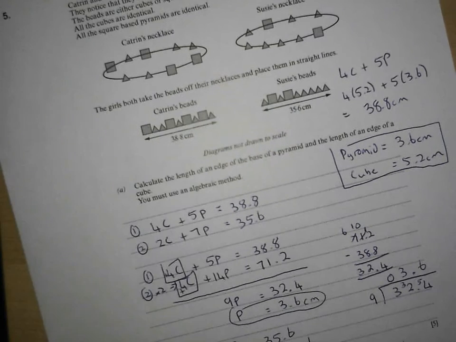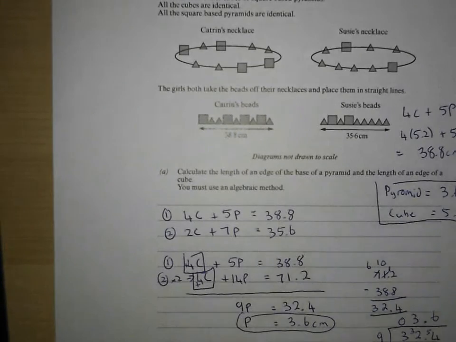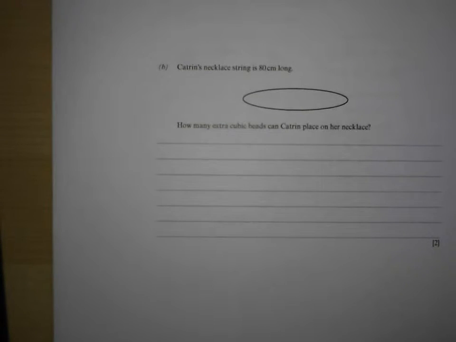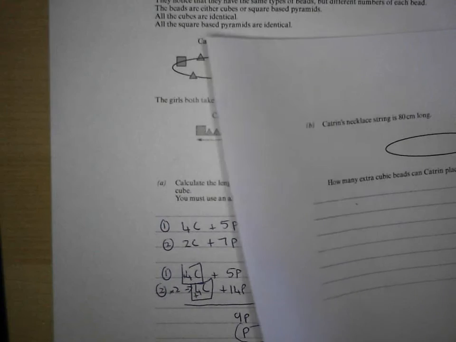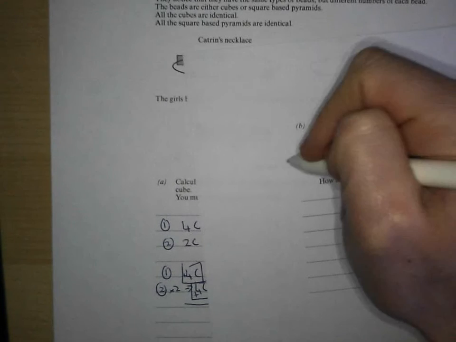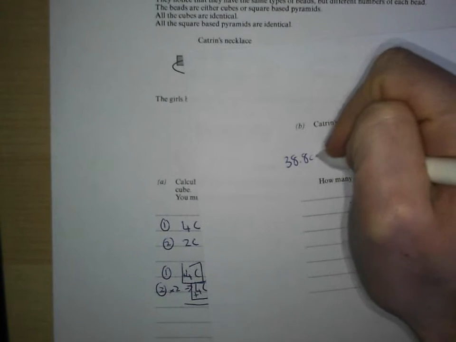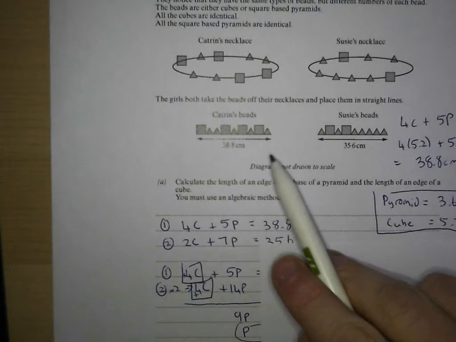But just when you think you're finished, what's this? Only part B. Catherine's necklace is 80 centimetres long. How many extra cube beads can she place on her necklace? Right, so Catherine at the moment, she's used up 38.8. So I'll make a note of that. That was from the previous bit, 38.8. So that was the length of Catherine's beads.